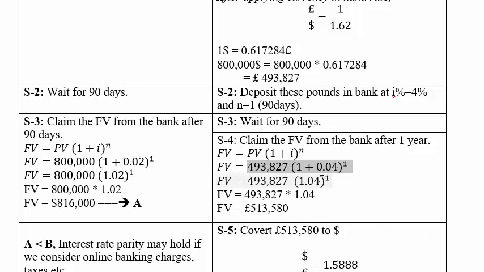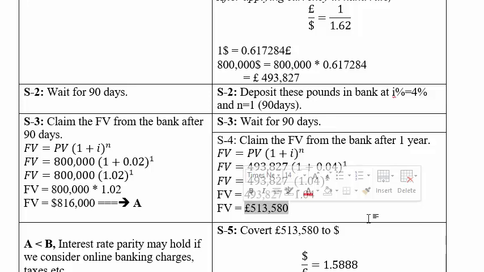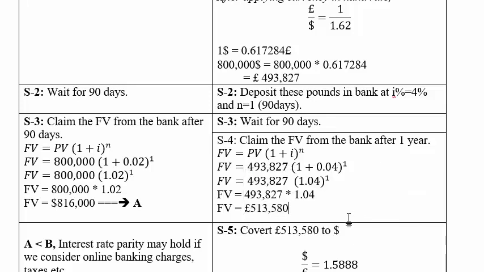while the interest rate is 4% and the number of terms is 1. So we add 0.04 to 1, and then take the power, so we get 1.04, which will be multiplied with my present value of 4,93,827. That gives me a future value of 5,13,580 pounds, which means that this is the money that I will receive from the bank.